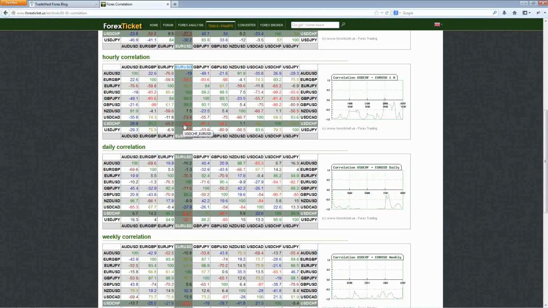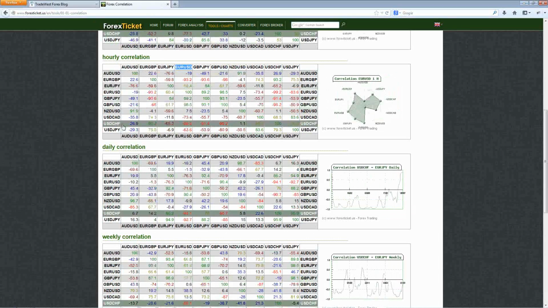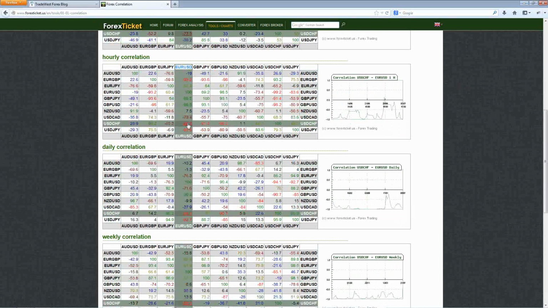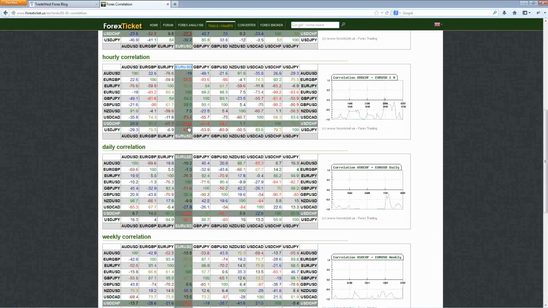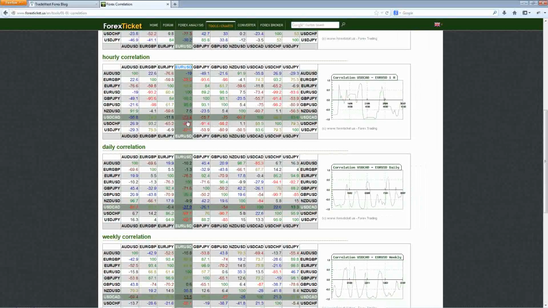On the hourly, the last 2 days these have been extremely negatively correlated. So when the euro moves up, U.S. franc moves down. So you would not want to trade these at the same time. And you wouldn't want to trade them in the same direction, because then what you're doing is basically hedging. I'm going to go to some charts here in a minute, and hopefully that'll help put this together and make more sense if you're not quite following yet.